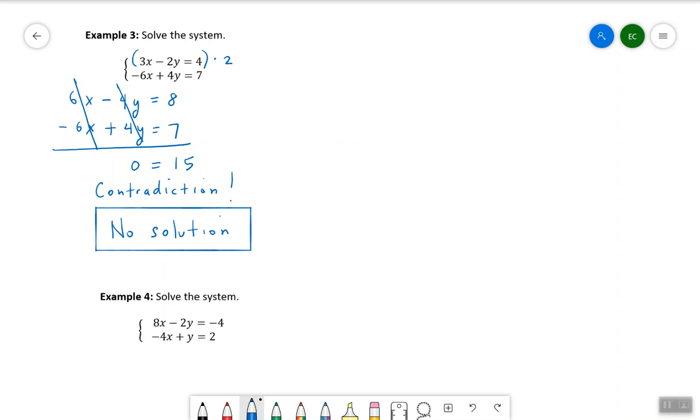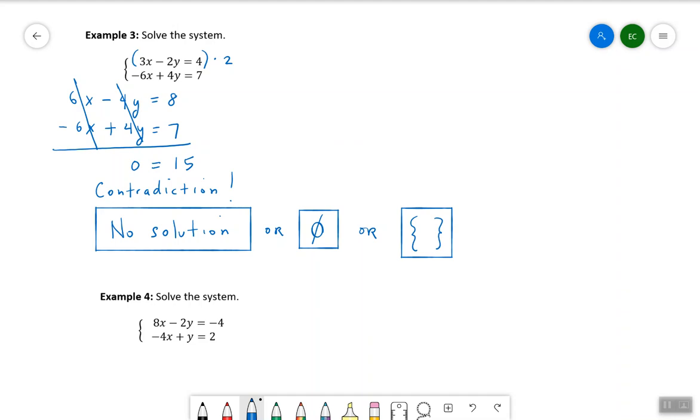And we can write out the words no solution. We could also write this symbol for no solution. And we could also write out this symbol for no solution. And we've seen those earlier in the course, and so it's nice to be reminded of them again.